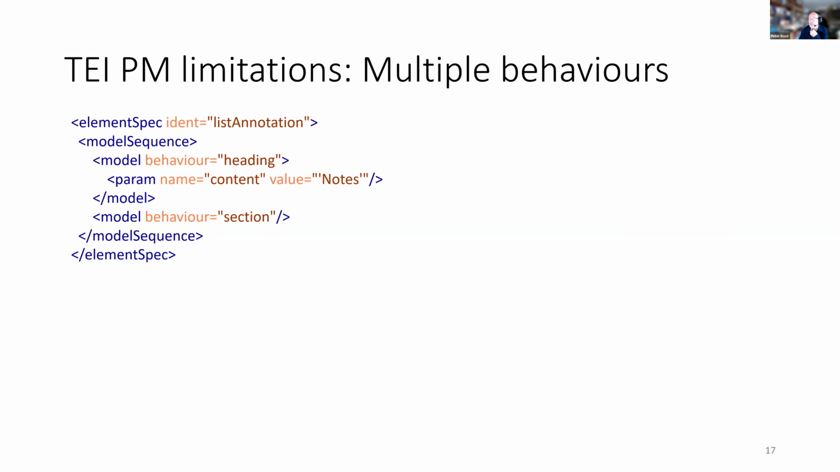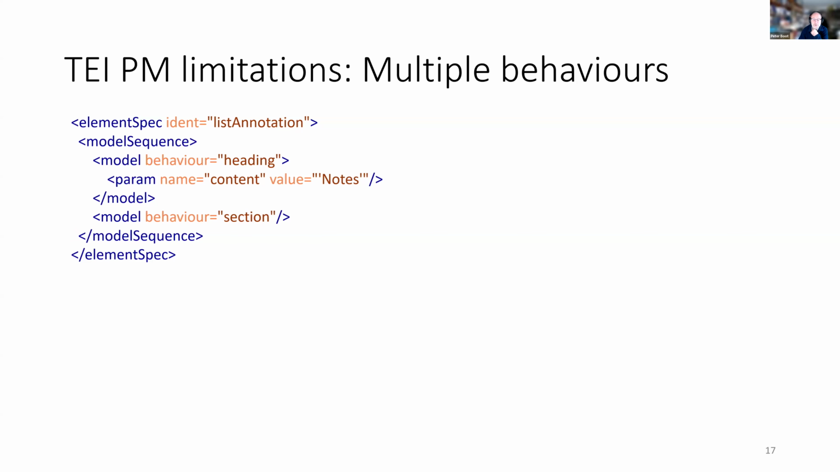So what we can do in TEI processing model, in a vanilla TEI processing model, so to speak, is to have a model sequence with a behavior heading and a behavior section. So this gives me the heading and the notes, but it doesn't give a single container in which these are embedded. So if I want to move the data around, for instance, using CSS, that's a bit of a problem.